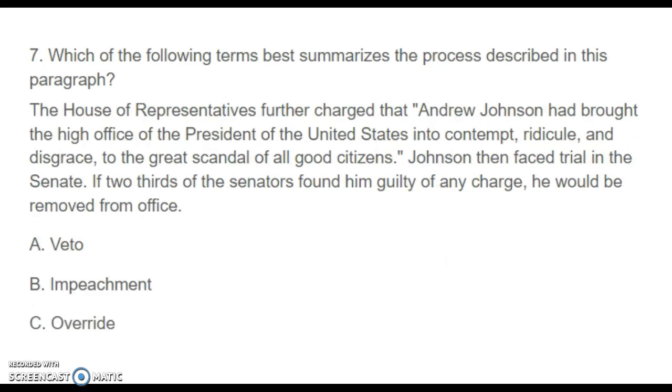Number 7. Which of the following terms best summarizes the process described in this paragraph? The House of Representatives further charged that Andrew Johnson had brought the high office of the President of the United States into contempt, ridicule, and disgrace, to the great scandal of all good citizens. Johnson then faced trial in the Senate. If 2/3 of the senators found him guilty of any charge, he would be removed from office. Is it A, veto, B, impeachment, or C, override?